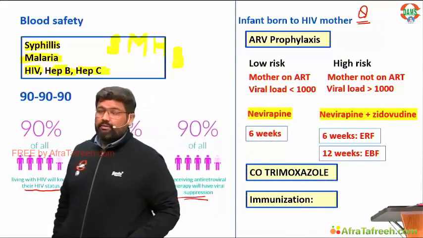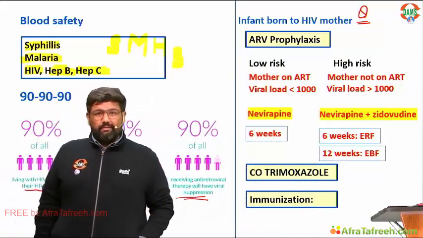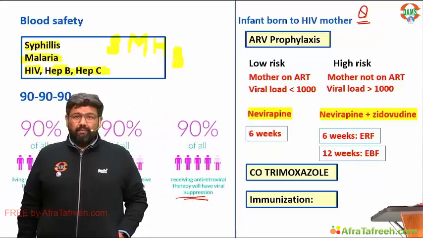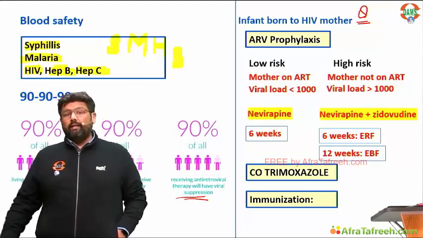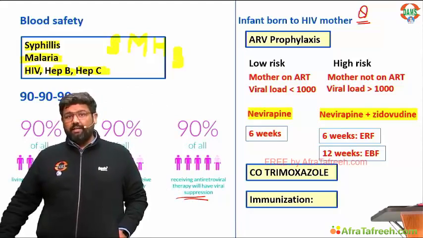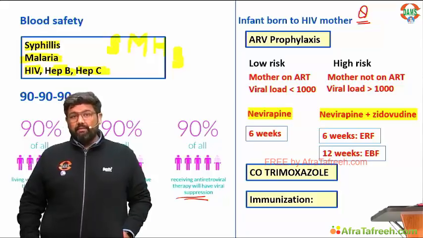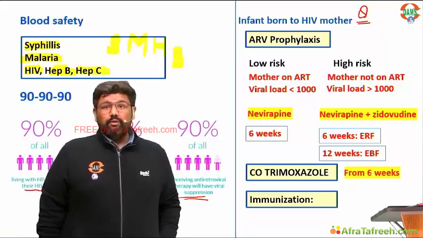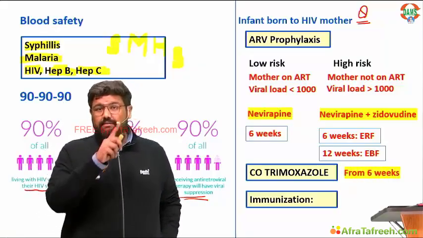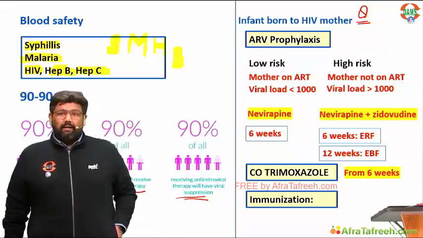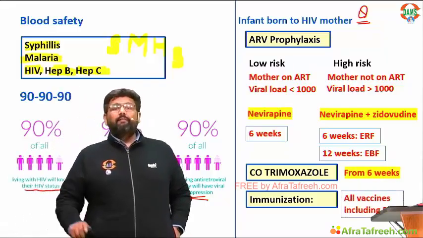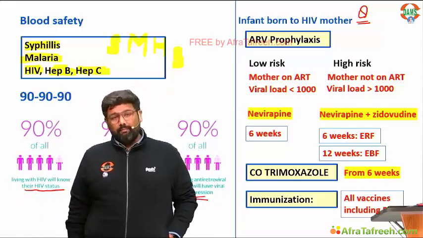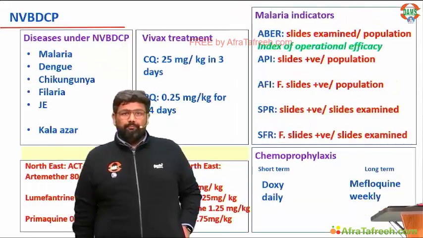Now, cotrimoxazole is given for pneumocystis pneumonia, right? Infants are at more risk compared with HIV adults. An HIV baby is at higher risk of getting pneumocystis pneumonia. That is why cotrimoxazole is started from 6 weeks. And if I talk about immunization, all vaccines including BCG can be given to a baby who is born to an HIV mother.